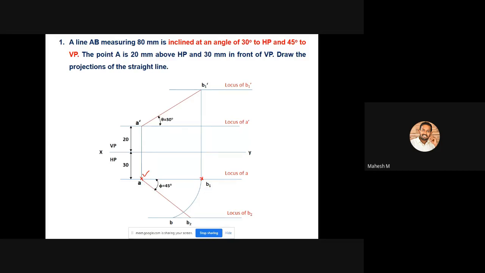So you have to create an arc from A. This one is our arc. The arc should go up to locus of B. It is not B2, so it should be the length from A to B1 dash. Measure with your compass, place the needle exactly at A, then create an arc. The arc should go up to locus of B.